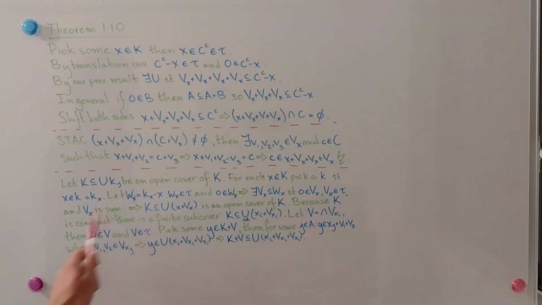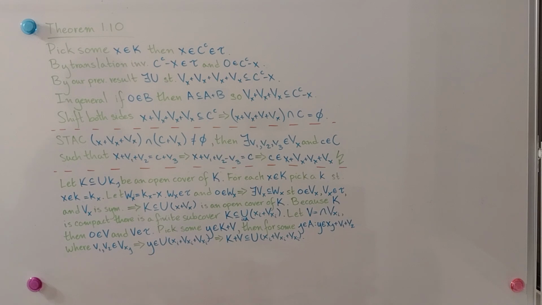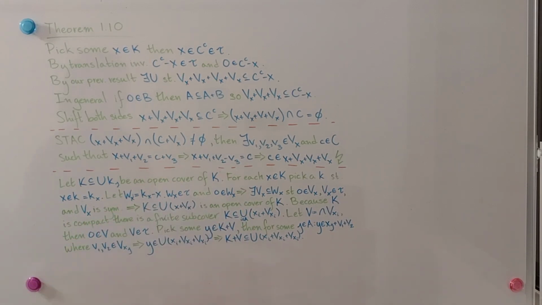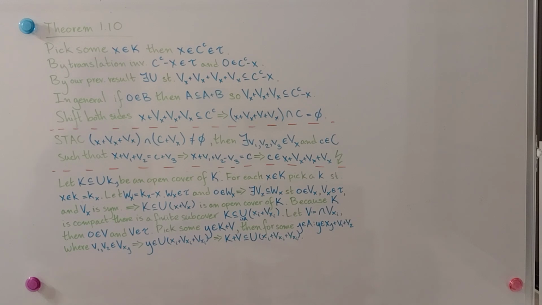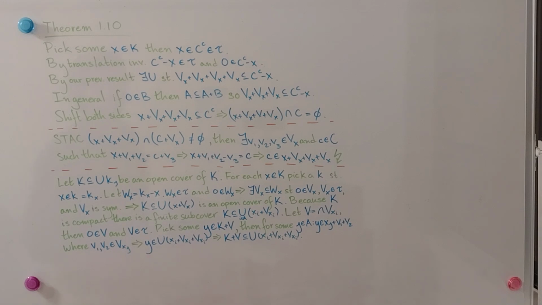So V contains 0, firstly, right? Because all these V sub x's are neighborhoods of 0. So naturally, V contains 0 and V is open. So it's now an open neighborhood. It's redundant. It's just a neighborhood of 0.